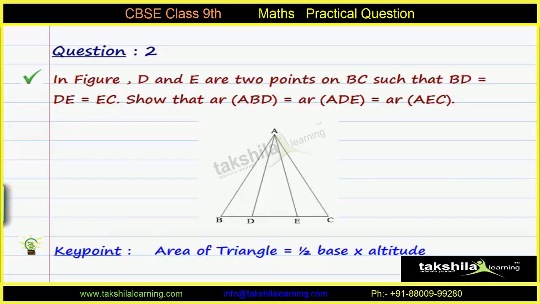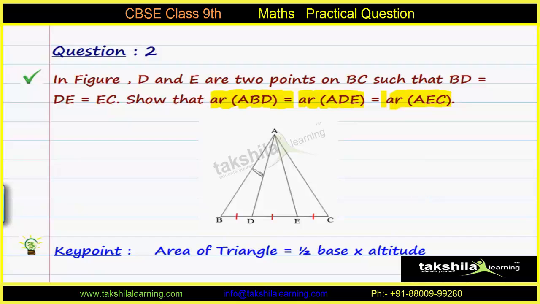Let us do question number 2. In the figure, D and E are 2 points on BC such that BD is equal to DE is equal to EC. In this question, we have to show that area of triangle ABD is equal to area of triangle ADE is equal to area of triangle AEC.